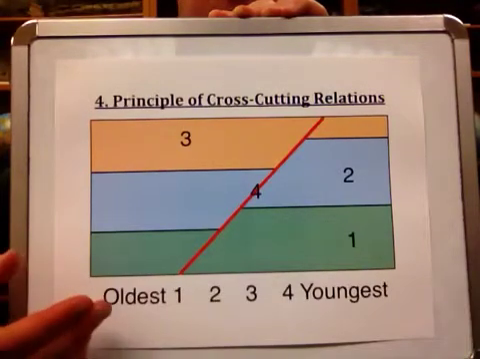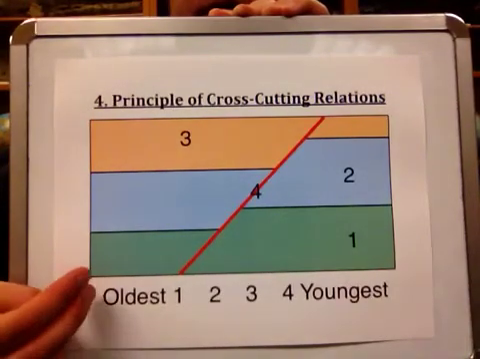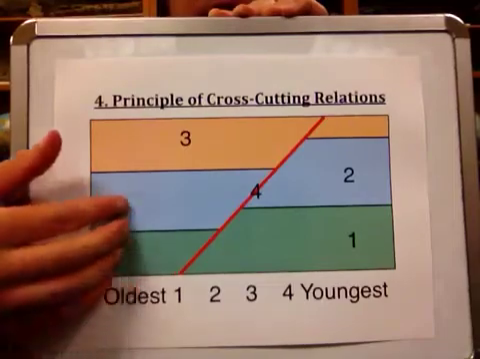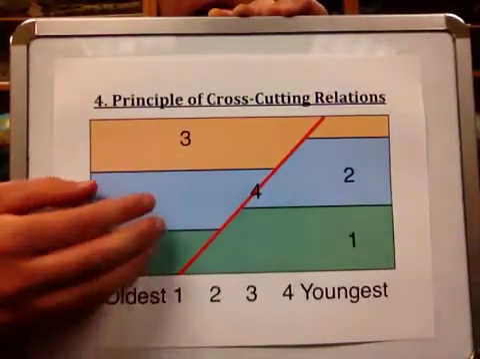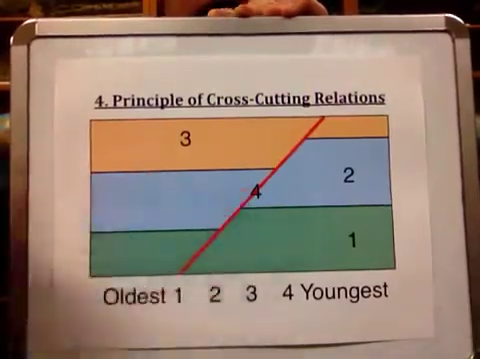If the paper does not exist yet, the scissors cannot cut it. Just as if the rocks do not exist yet, the fault would not be able to cut them. So the rocks have to be older, the fault has to be younger.